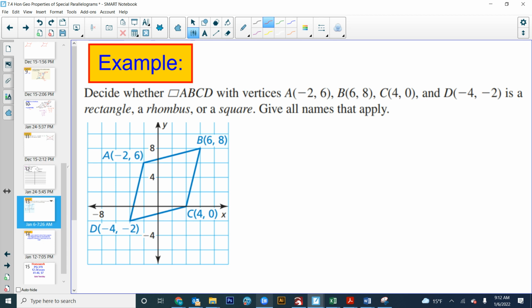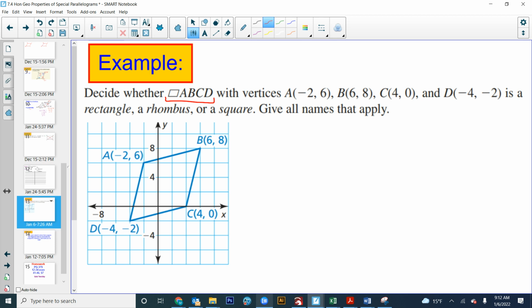This is one of the challenging problems from this lesson. All right. We have A is (-2, 6), B is (6, 8), (4, 0), and (-4, -2). You guys have this one graphed? No. All right. How are we going to decide if it's, well, first of all, is it a parallelogram? We're told it's a parallelogram.